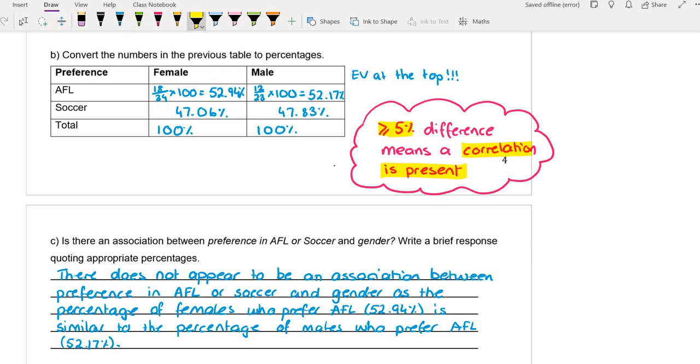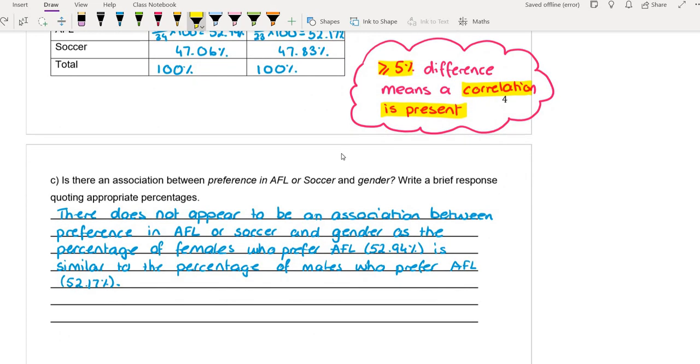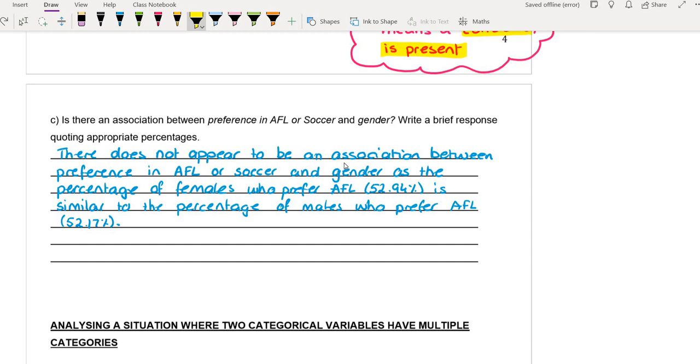So in this example, around 53% of females say they prefer AFL, and 52 for males, 47 for soccer, 48-ish for males. As you can see, there's very little difference, definitely less than 5%. So we can assume that there's no correlation present in this survey that was just done.